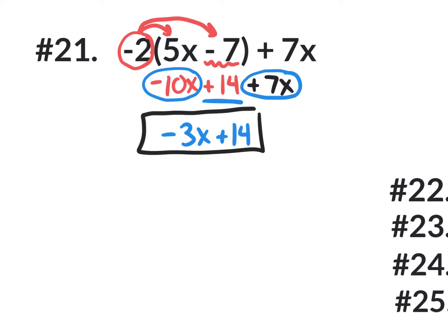By the way, you're going to be typing these answers in. Make sure you type them in with no spaces between your terms. Like as in put the negative 3x. Don't hit space and then plus and then space and then 14. Just put negative 3x plus 14, no spaces between your terms. Let's move on to the next question.